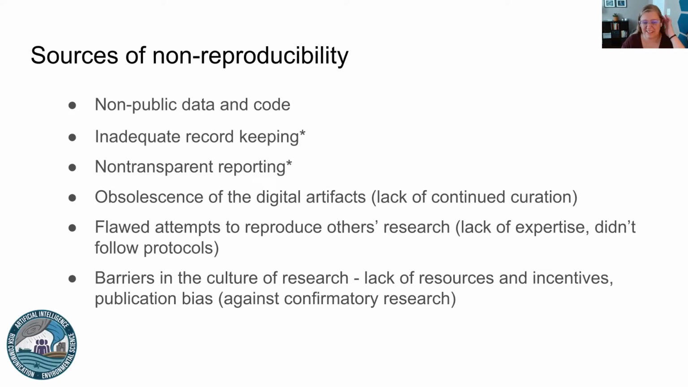And barriers in the culture of research. I sort of hinted at this. So there's just a lack of resources and incentives for reproducing. Novel research is what gets published, gets funded. And so this confirmatory type of research happens a lot of the time sort of quickly behind the scenes and doesn't even necessarily get published. It's more of like a gut check. So we don't know what's happening.